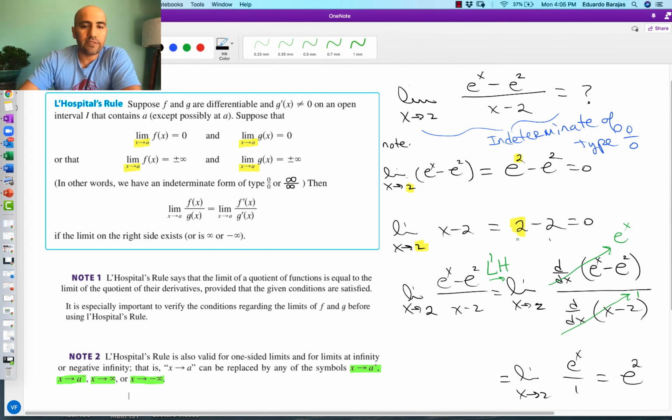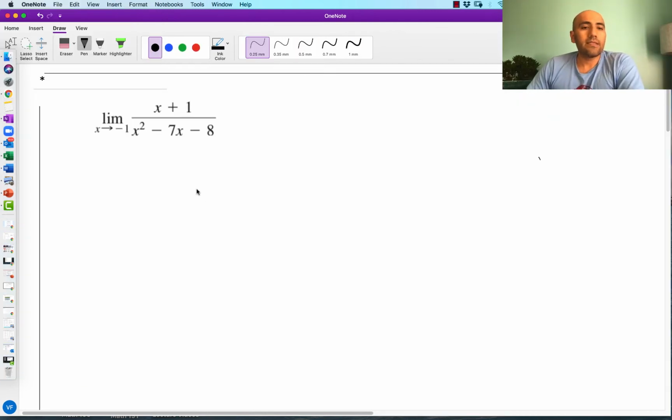All right, let's do a few more examples. Okay, let's say we're asked to find this limit, the limit as x approaches -1 of this ratio, x plus 1 in the numerator, and x squared minus 7x minus 8 in the denominator. Let's first of all check the conditions for L'Hopital's rule.